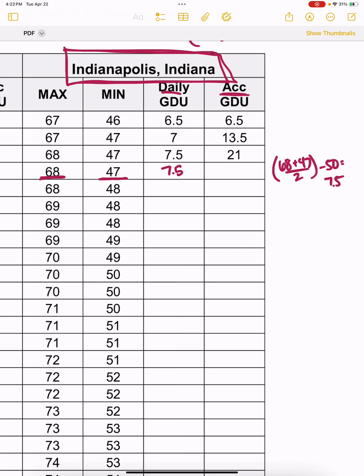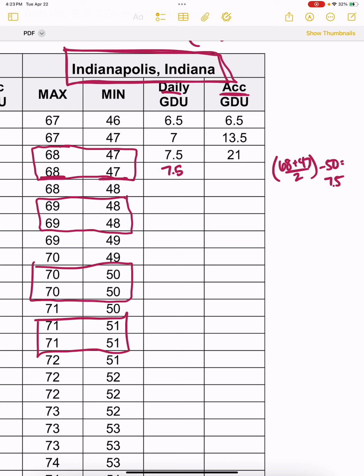Now you can use your cheat. You can cheat the system a little bit here, because I knew that these 2 days had the same maximum and minimum temperatures, so they're going to be the same GDUs. These 2 days have the same max and min, so they're going to have the same GDUs. These two have the same. These two have the same. So you're not going to have to do calculations for every single one, because if they have the same temperatures, they're going to have the same GDUs.